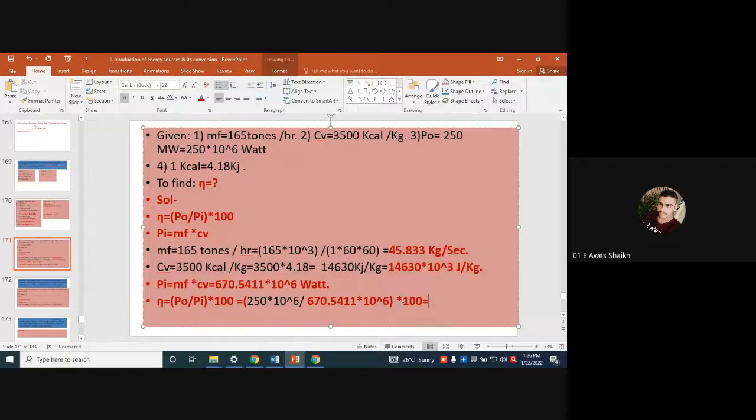3.72%. 3.72? No. No. See, this is 10 raised to 6, this 10 raised to 6 is gone. This is 10 raised to 6. 37%. Yes, 37.283.